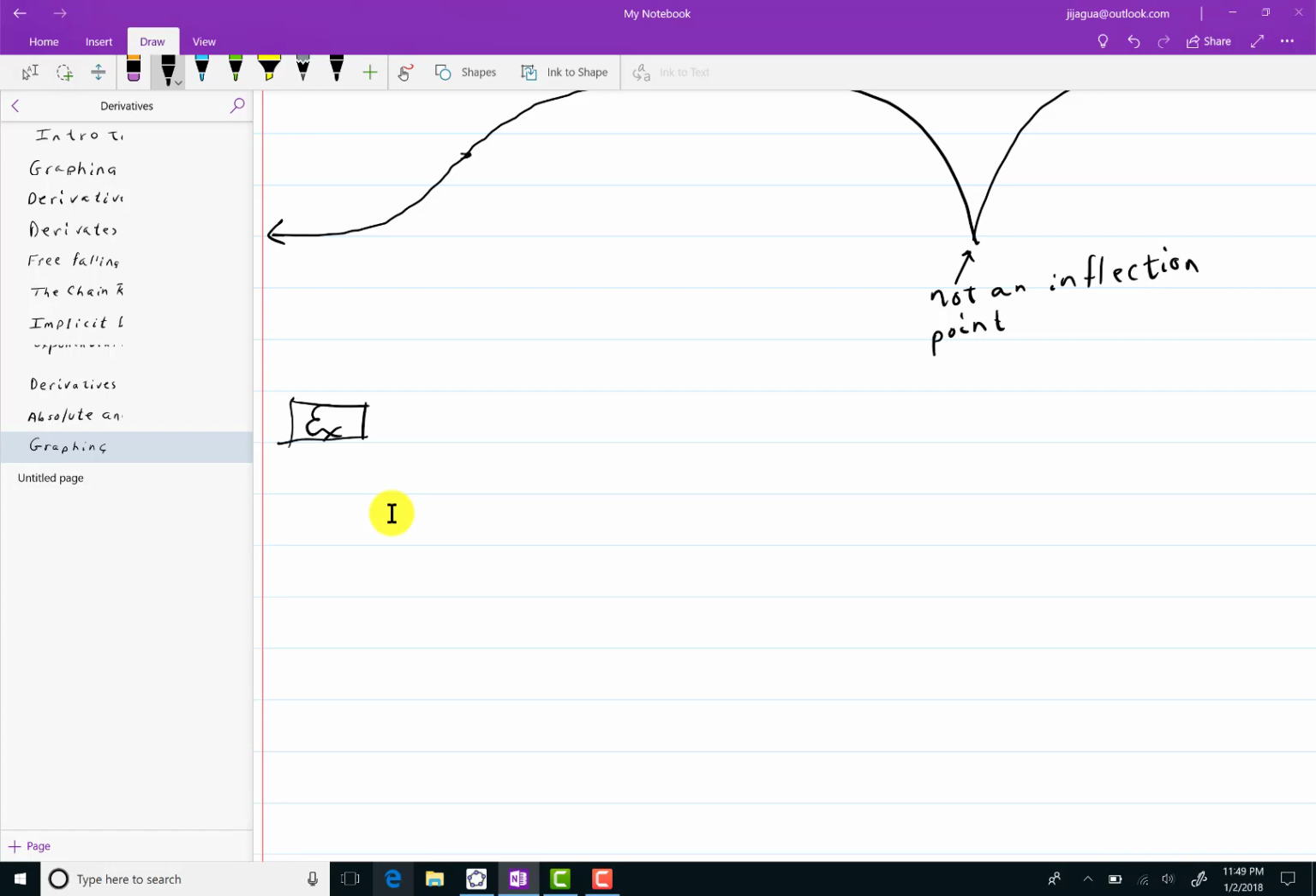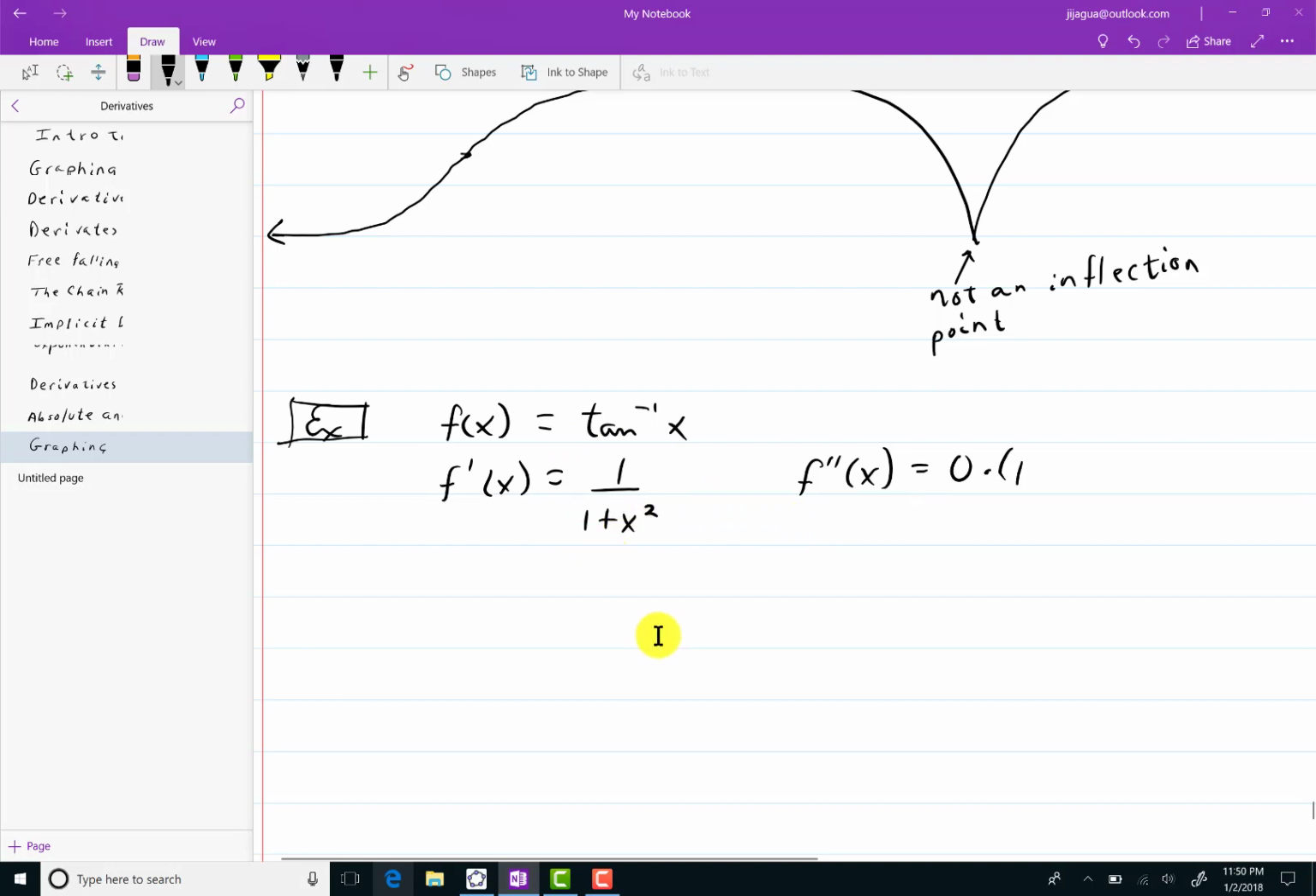As an example, let's do f of x equals arctangent of x. Now when I take its derivative, that equals 1 over 1 plus x squared. And then the second derivative, I'm going to use the quotient rule. So I'll take the derivative of 1, the numerator, I'll get 0 times, leave the denominator alone, 1 plus x squared, minus, now leave the numerator alone, but take the derivative of the 1 plus x squared. And that'll be all over 1 plus x squared squared.